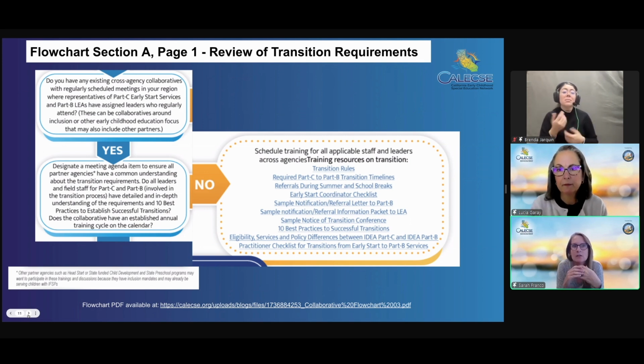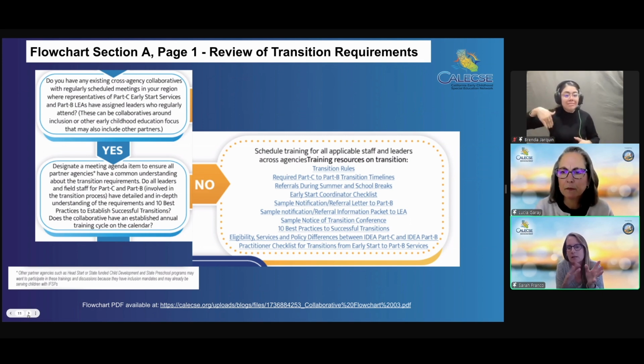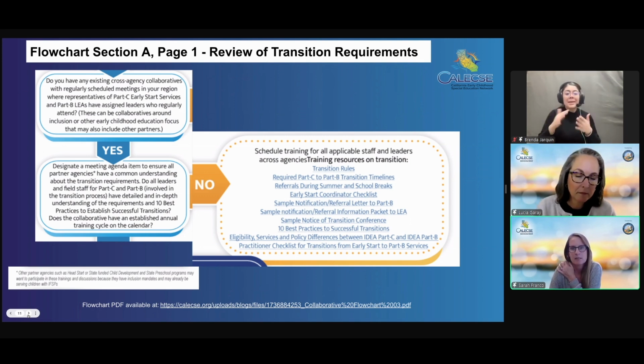So looking at, do you have cross-agency collaborations? Do you have designated meeting agenda items? And if not, you can schedule trainings for your staff members. And again, linked on the right-hand side are all kinds of documents related to transition rules, required timelines, school breaks, etc. So all the important pieces to make sure that we're successfully transitioning from Part C to B.